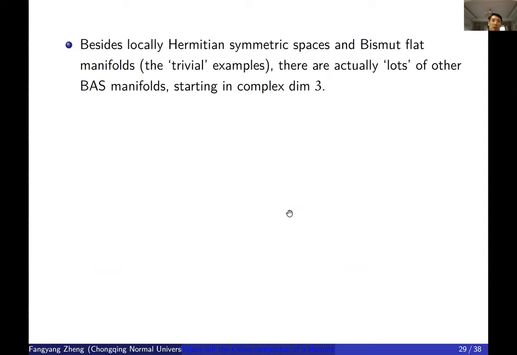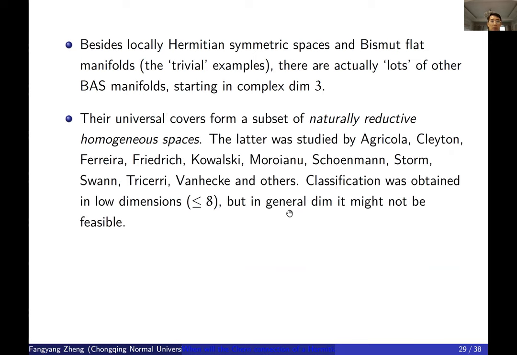Now the question is, besides these trivial examples, the Bismut flat ones and the Hermitian symmetric ones, are there any other Bass manifolds? Unlike the Kähler case, there are actually plenty. Starting in complex dimension three, there are lots of such examples. And the Bass manifolds are a special subset of so-called naturally reductive homogeneous spaces. So this is a class of homogeneous spaces.